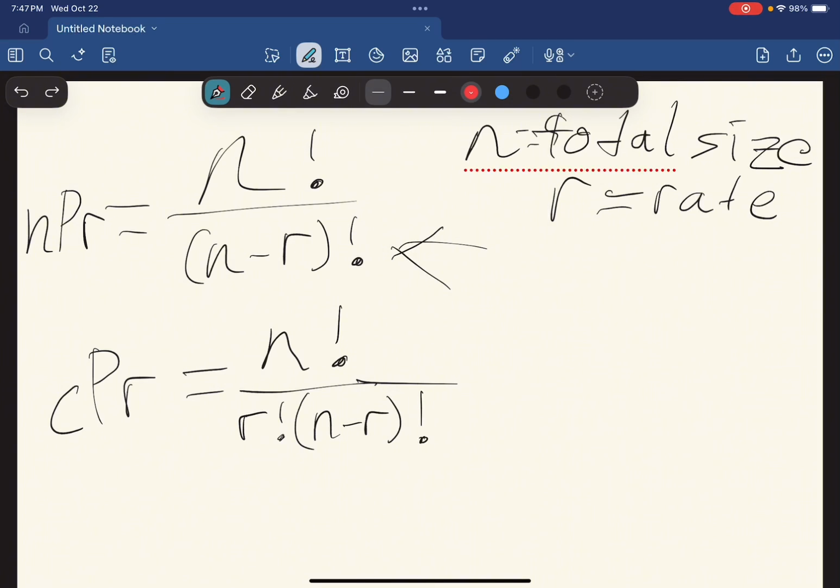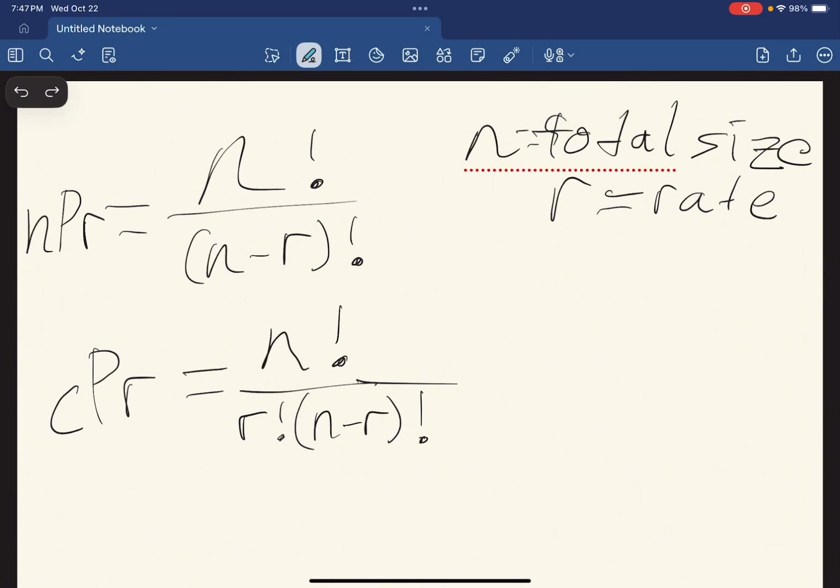Very important stuff, and that's just the basics on how to do it. And remember, order matters with permutation, but order does not matter for combination. So I hope this was helpful for you, and good luck on your tests.